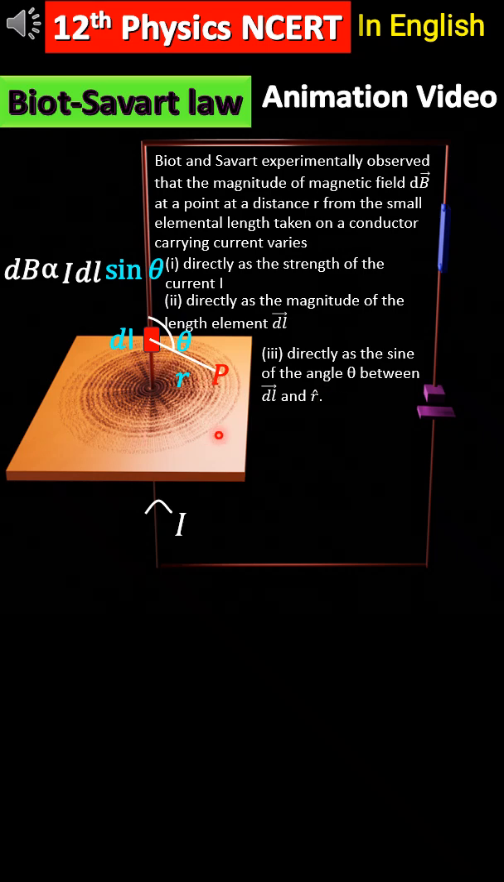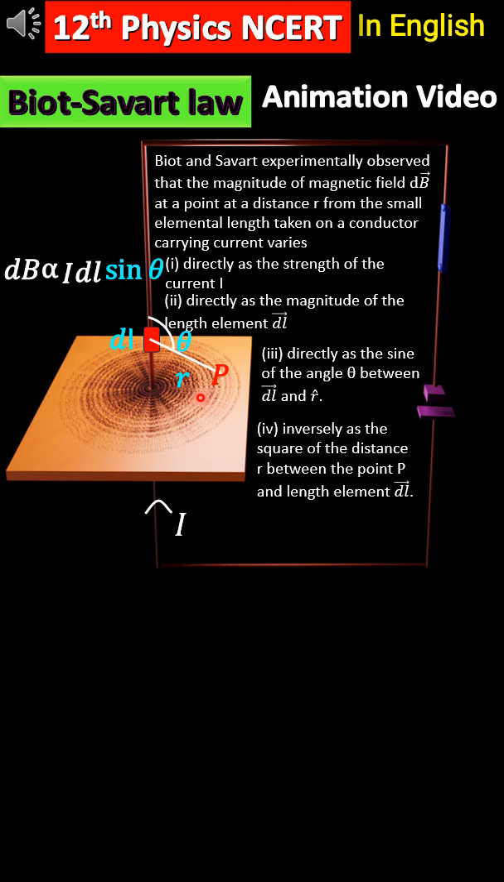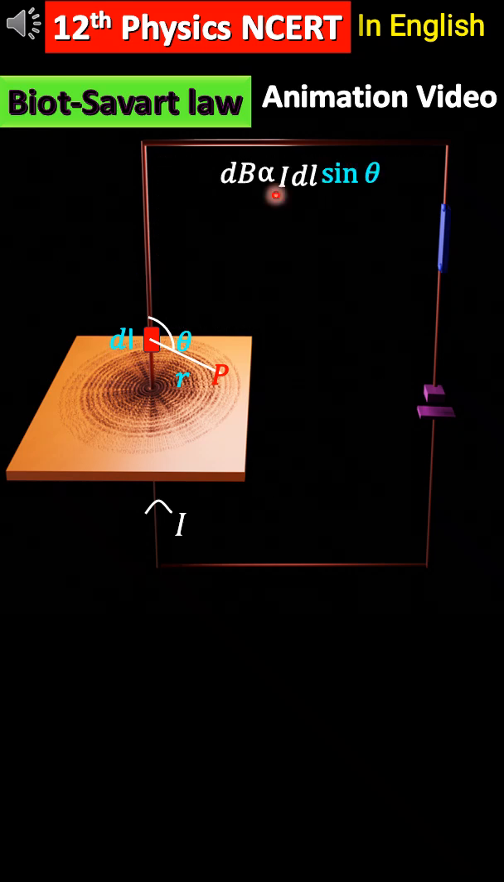We know that as the radius of the concentric circle increases, the magnetic field decreases. So dB is inversely proportional to the square of the distance r between the point P and the length element dl vector. Now we have partially derived the dB value, that is dB is directly proportional to I dl sin theta by r square.